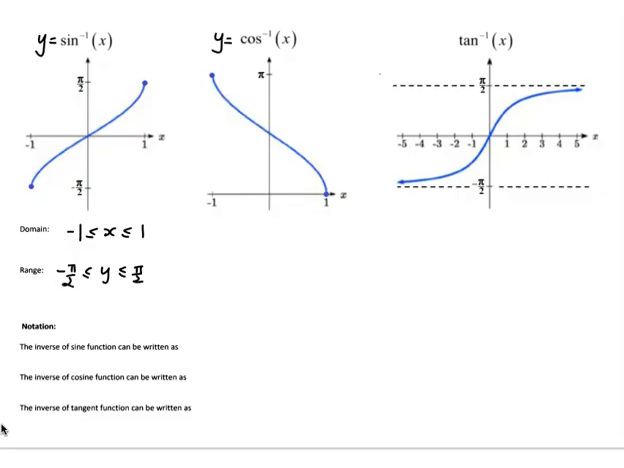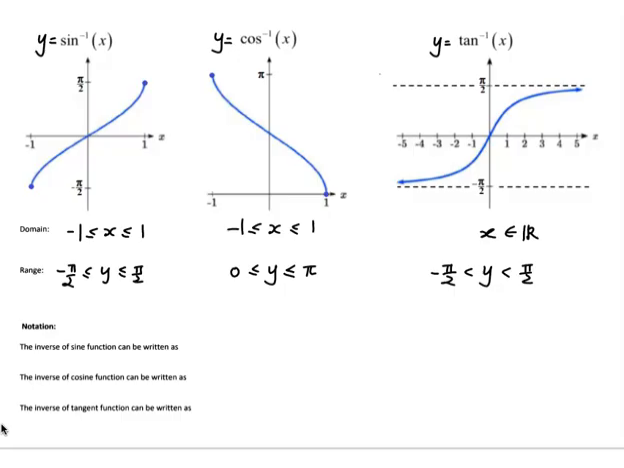For y equals cosine inverse, we have a domain between 1 and negative 1 as well, inclusive, and the range is between 0 and pi. And for the tangent graph, the domain, you can see that it keeps going to the right and going to the left, but never touches two horizontal dotted lines there. So that means x can be any real number, and the range is between pi on 2 and negative pi on 2, but because it never touches those two horizontal lines, there's no equal sign.